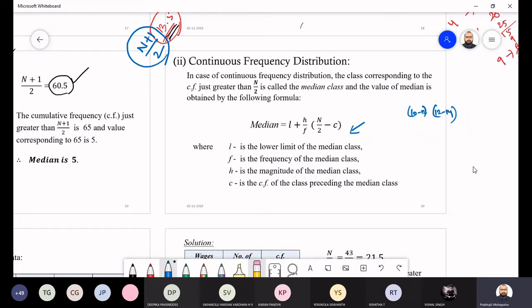And you have to take care, I think for the discrete group data, you have to take n plus 1 by 2, and for the continuous they are taking n by 2. Okay, these two things you have to take care. Okay, so you can find what the median class is. That is very much easy. Just you calculate the cumulative frequency and you check in which class your middle position is lying.